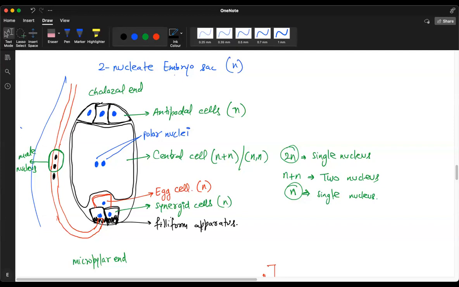So just go back and brush up this concept, and in the next class, this chapter will be over. We will focus on three things: embryo, endosperm, and seed. I think fruit we have done.